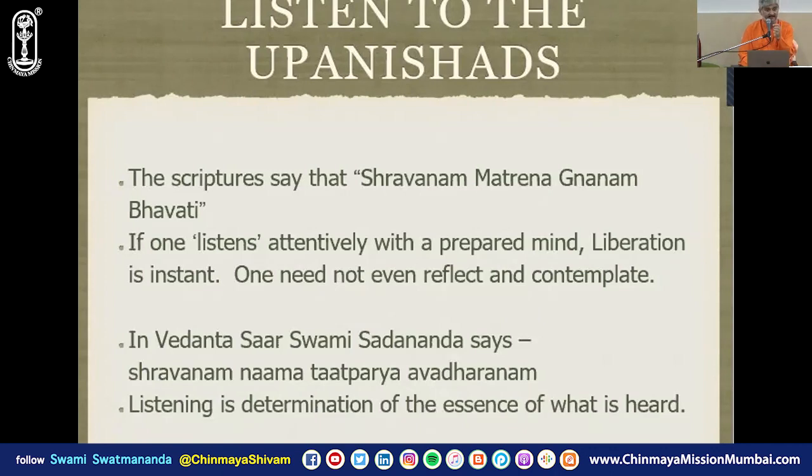But the essence is Gita is a moksha shastra. It is to tell us our true nature. So jiva brahma aikya is the essence of the Gita. Now that I should determine properly. Otherwise I will take some benefit will happen, but not the main benefit. So that is called Tatparya Avadharana. So listening with full attention is called Shravanam.